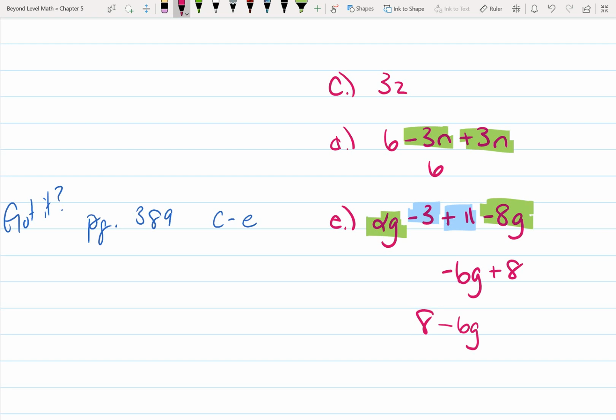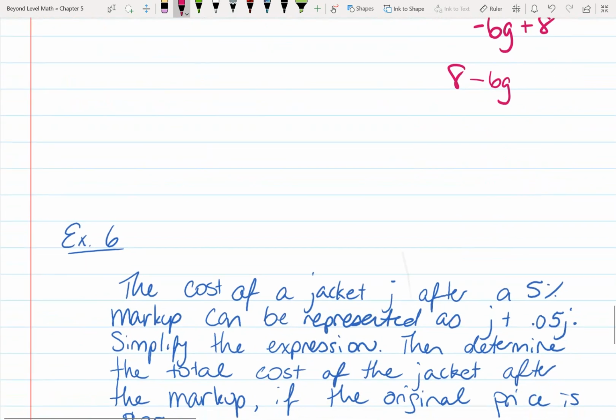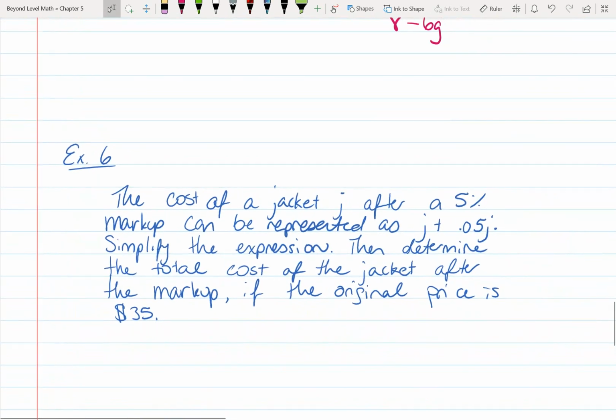Alrighty, let's do one more example before we continue and work on some independent practice. Example 6. The cost of a jacket, which is J, after a 5% markup can be represented as J plus 0.05 J. Simplify the expression, then determine the total cost of the jacket after the markup if the original price is $35. So if we've got J plus 0.05 J.